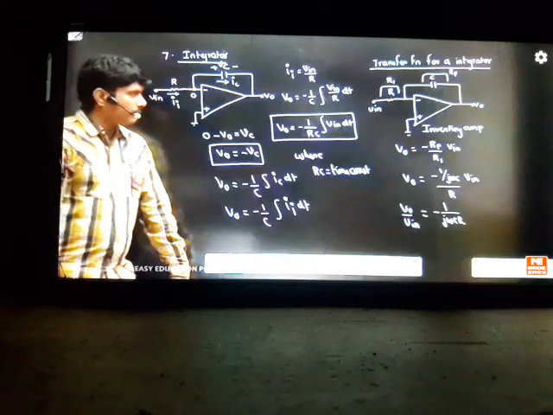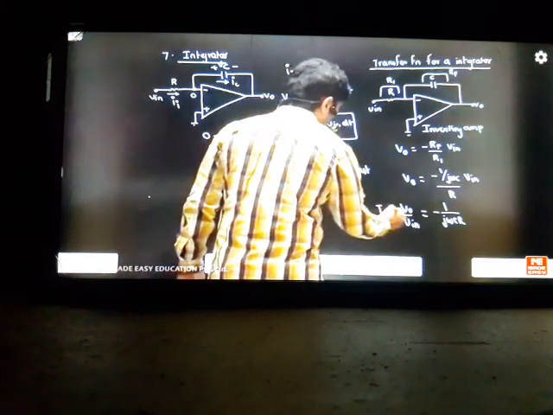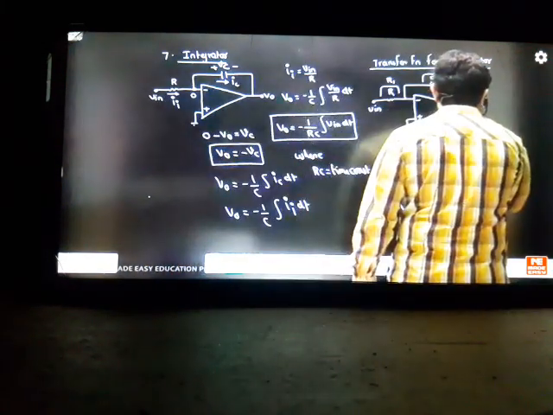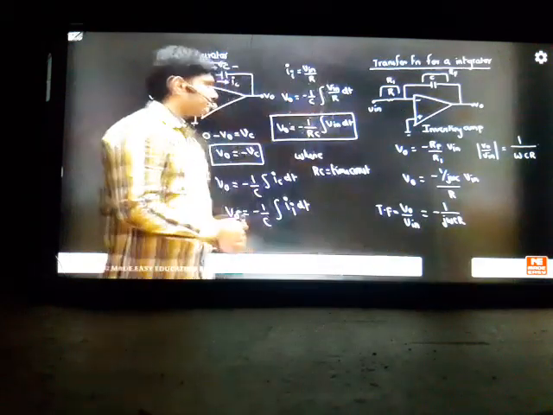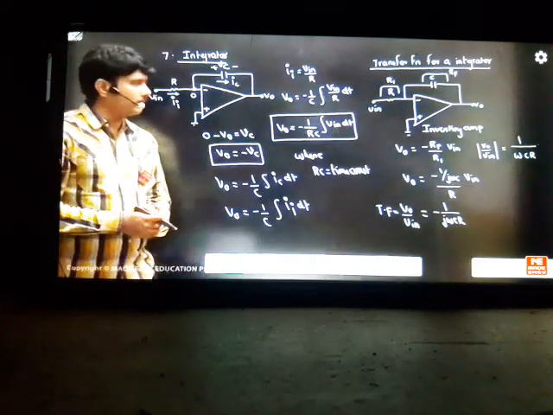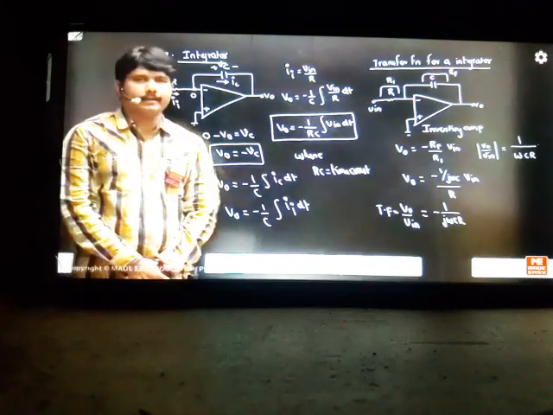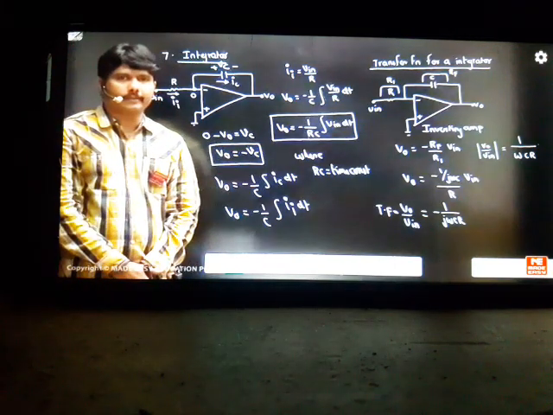If you want the transfer function in magnitude, V0 by VIN in magnitude will be 1 by omega C R. This is the answer we are expecting. Root over omega square R square C square, the root will cancel, so it becomes 1 by omega C R. So this is called the integrator transfer function. I proved it.